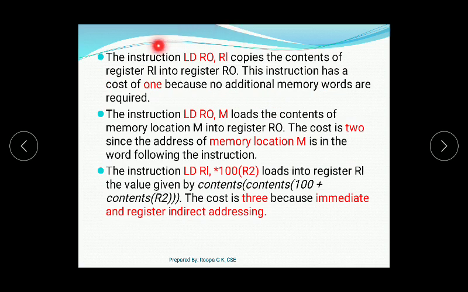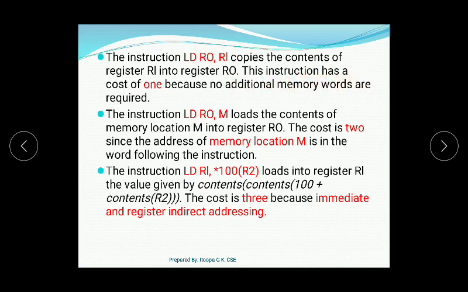Consider the instruction LD R0, R1, LD for load. See here we are using only registers. There is no addressing. So what is the cost of this instruction? It is just 1, because no additional memory words are required. The cost of this instruction is just 1, because it is using only registers and no additional memory words.